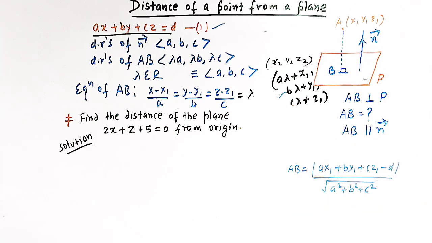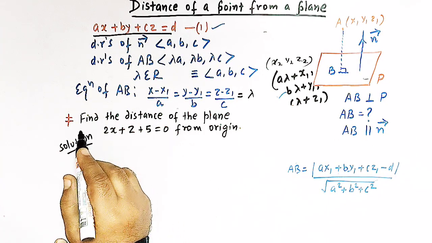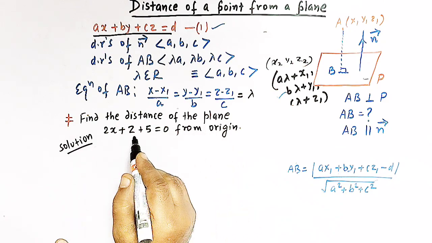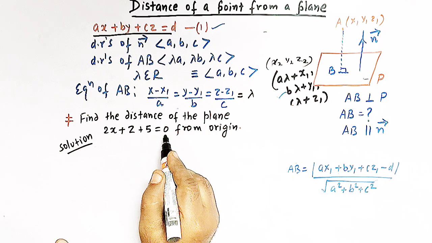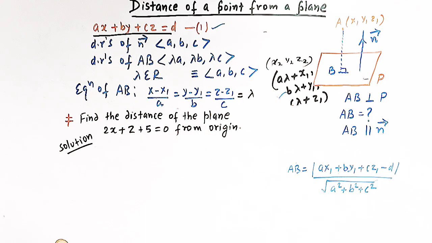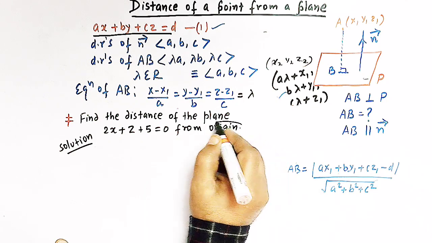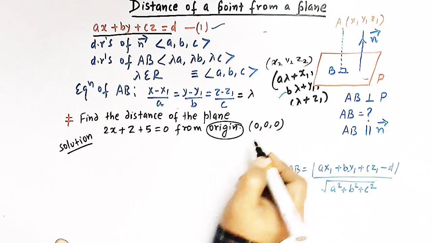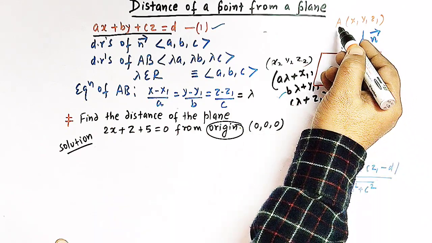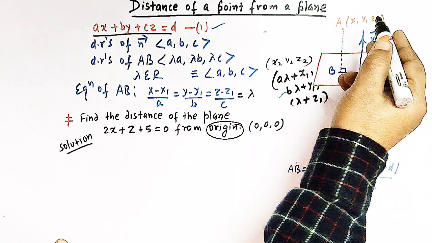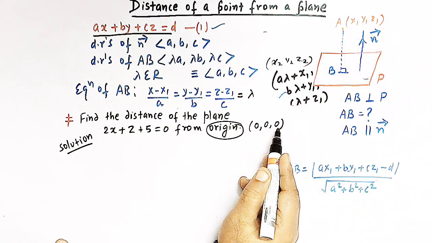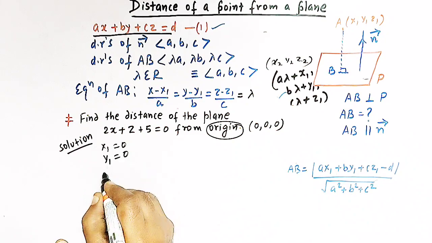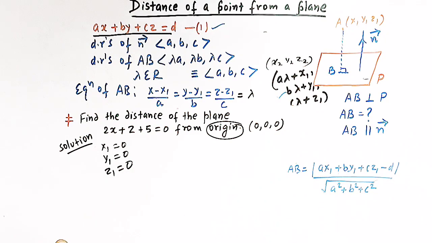So now let us take one more important problem. Here we have to find the distance of the plane 2x plus z plus 5 is equal to 0 from origin. We know that the coordinates of the origin are 0 comma 0 comma 0. So here our point A, that is x1 y1 z1, is 0 comma 0 comma 0. So the value of x1 is 0, y1 is 0, and z1 is equal to 0.